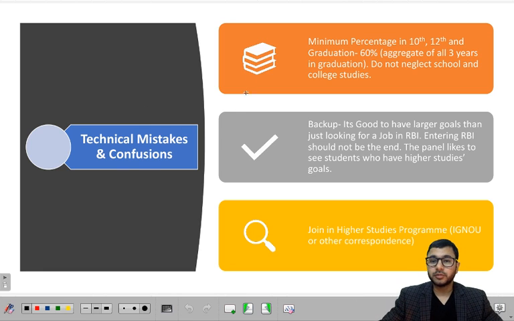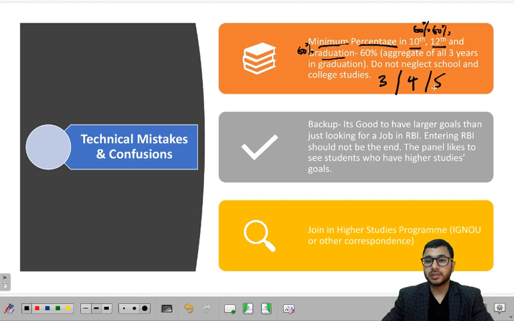Lot of confusion regarding minimum percentage requirements. So in 10th, 12th and graduation separately you need 60% each. ऐसा नहीं है that you need 60% combined in all three. Okay, and in graduation 60% aggregate for all 3 years or 4 years depending upon what your degree is, or 5 years if it's a combined degree. So 60% aggregate in all 3 or 4 or 5 years, not in the last year, not in first year, not in second year, not in the last 2 years, not in the last 3 years, nothing of that sort.